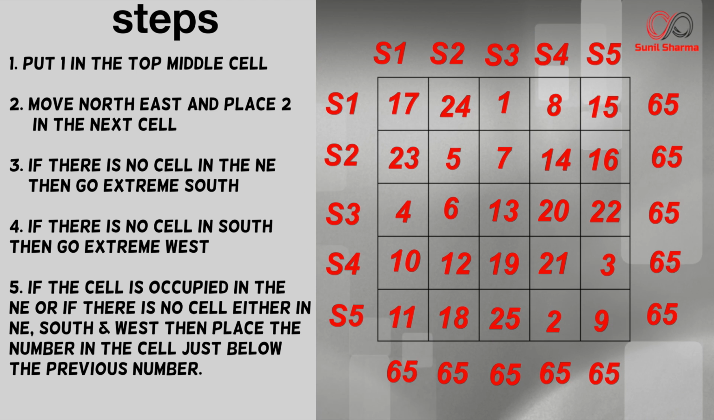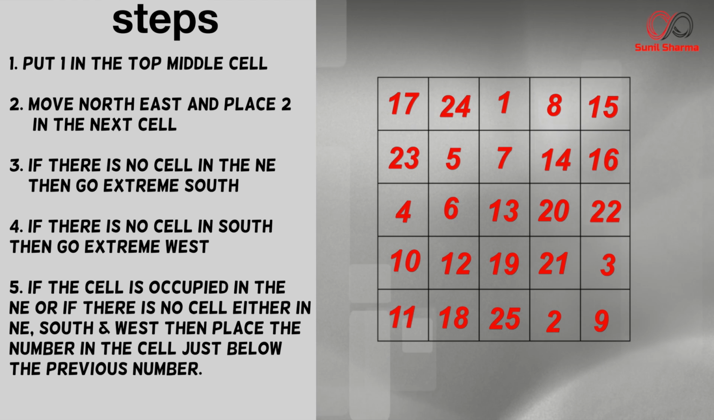So guys, if you add all the rows and columns, you will find the total is 65. So this is how we will distribute all the 25 cows to his 5 sons, such that each son should get 5 cows and an equal amount of milk.